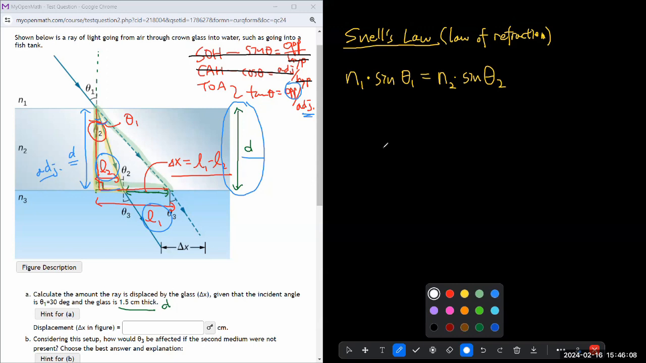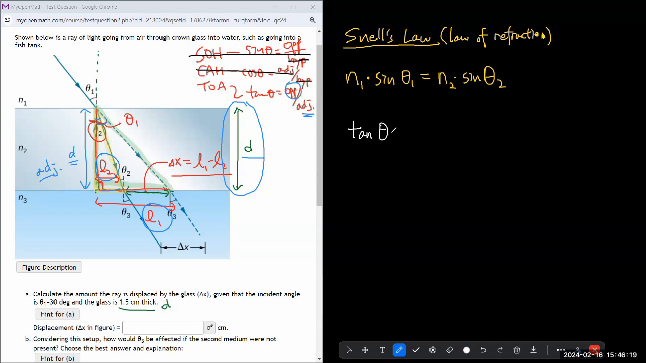I can say, or let me do it this way, and let's go slow. Let me first write down the expression that comes from TOA. Tangent of the angle, I'm going to be careful, angle theta 1, the large angle there, is equal to the opposite, that's the side that I labeled as L1, divided by adjacent D. The other expression would be tangent of theta 2 is equal to L2 over D. This leg divided by adjacent.